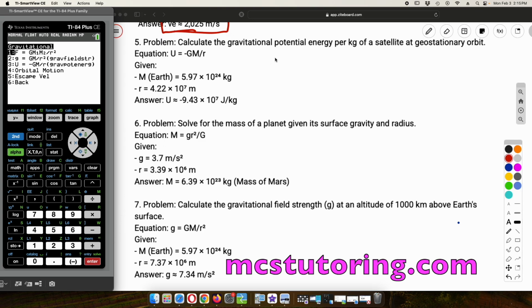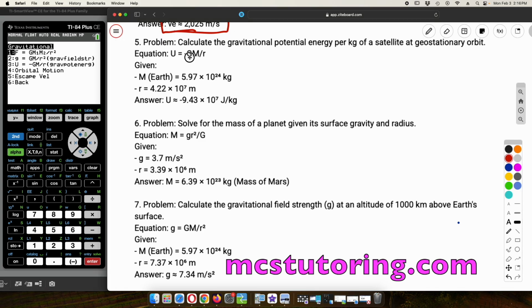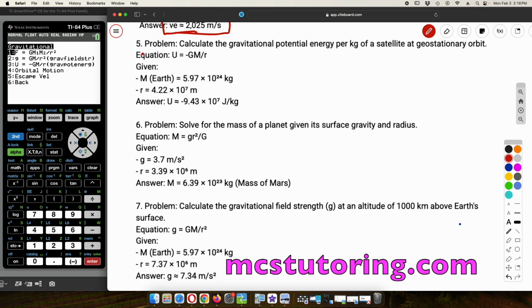Okay, problem 5. Calculate the gravitational potential energy per kilogram of a satellite at geostationary orbit. U equals negative GM over r. If your teacher didn't give you this, for example, U, gravitational potential energy. Okay, cool, I've got it labeled. Isn't that wonderful? Yes, it is.